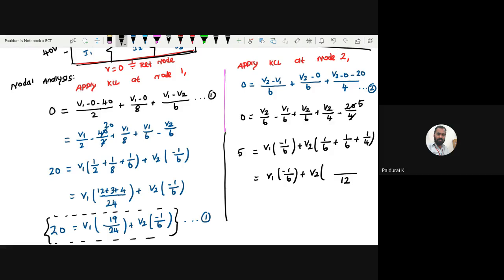Will 12 be common? 6 is 2 times, this is also 2 times, plus this is 3 times. Minus 1 by 6 plus V2: 2 plus 2 is 4, 4 plus 3 is 7. So 7 by 12.